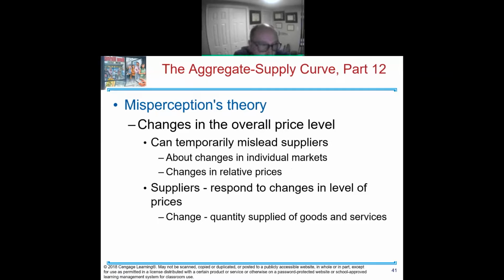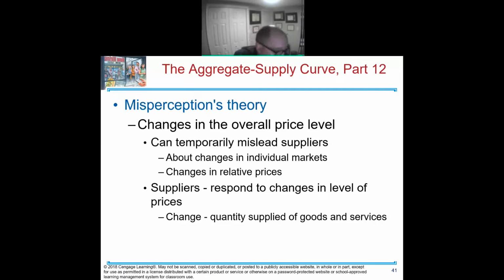The last theory is called the misperceptions theory. It's when the changes in the pricing can temporarily mislead suppliers. Okay. When there's temporary changes on the supply side, the suppliers might respond to those temporary changes.